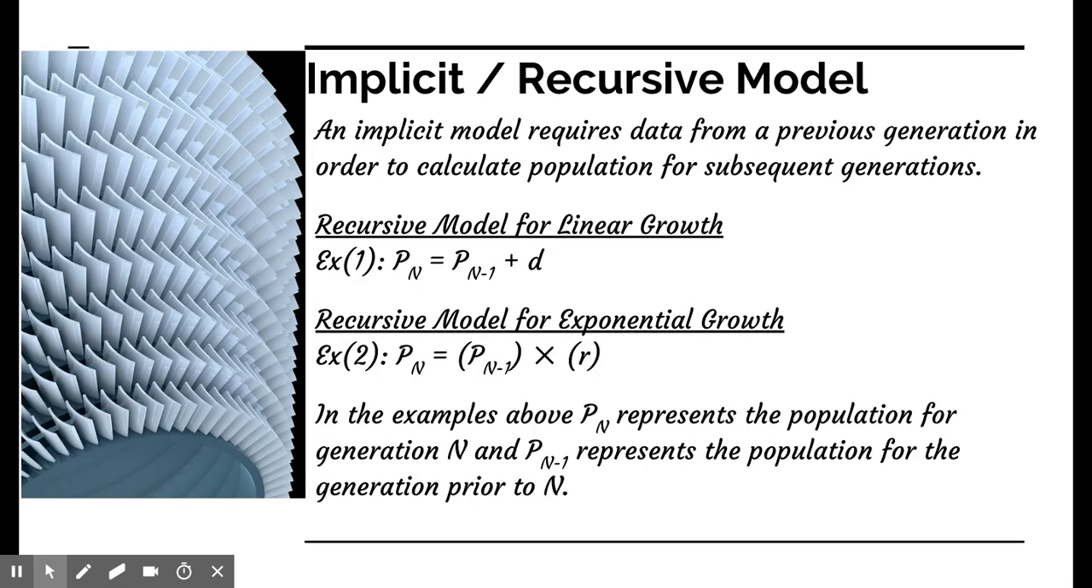On this slide, the recursive models for linear growth and exponential growth are given. In example 1, it says Pn, which represents the population for generation n, is equal to Pn minus 1. That means the previous generation population. And we add d. D is the linear growth factor for the population between each generation. Example 2 is the recursive model for exponential growth. Instead of adding, we are multiplying the growth rate. So the population of generation n is equal to the previous year's population, or the previous generation population, times r, the growth rate.